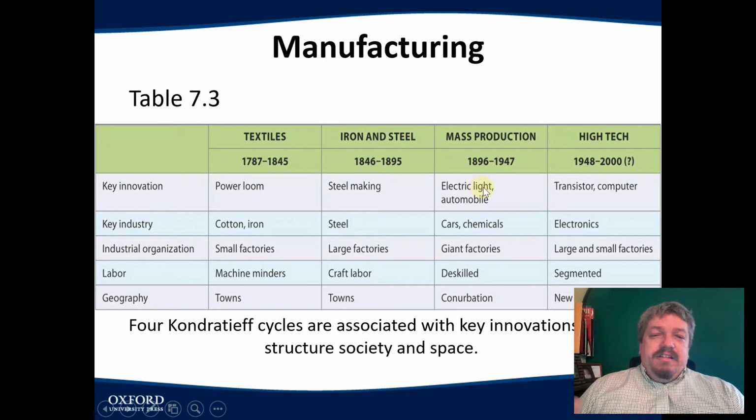Beginning about the turn of the century, we start seeing mass production, making millions of things all exactly the same. The automobile, right? You're making a million cars a year and they're all the same. The electric light, right? And here the big industry is chemicals, cars, huge factories like Detroit.